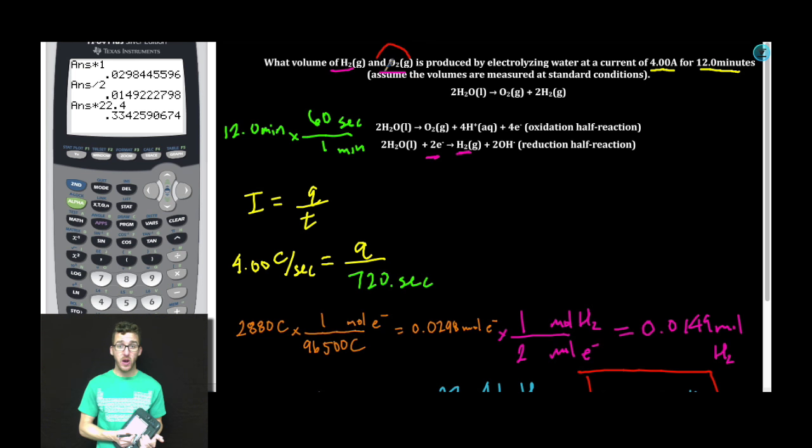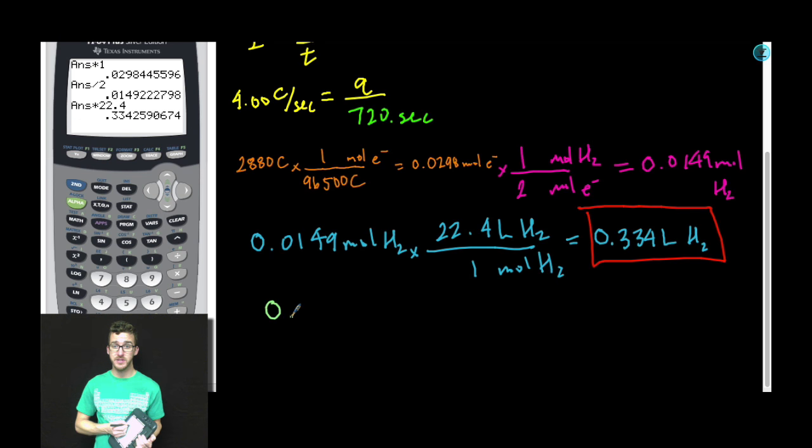Don't forget, we also need to figure out the amount of oxygen. Couple different ways you can do that. You can either repeat everything we just did, except look at the relationship when it gets to moles of electrons to moles of oxygen, or now that we know the volume of hydrogen gas that was collected, go to the overall equation and look at the relationship that exists between those two gases.